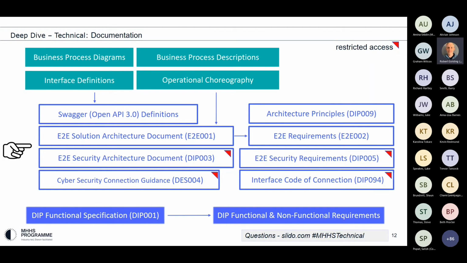So probably the most important one of those is the end-to-end solution architecture document, and then the end-to-end requirements as well.